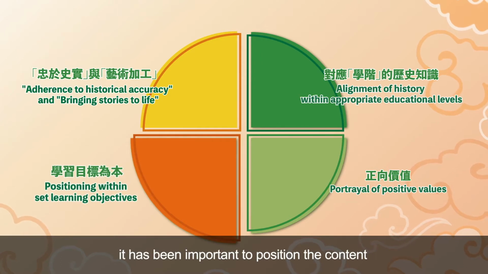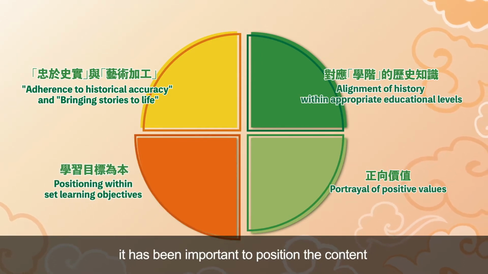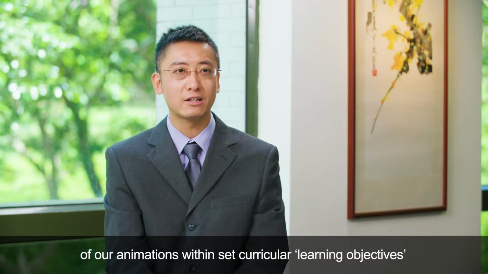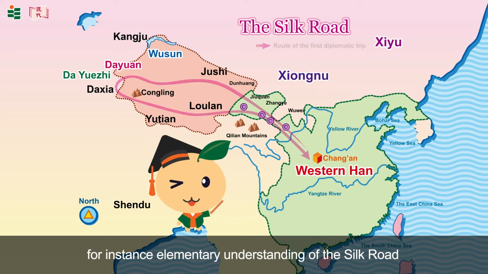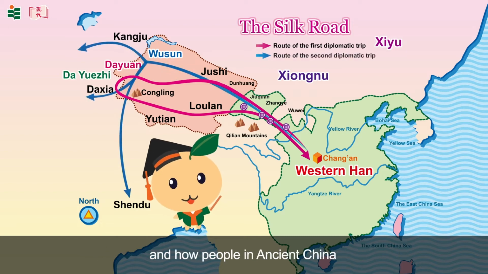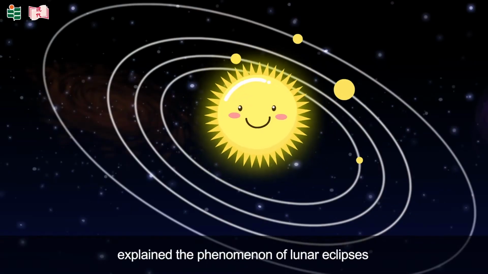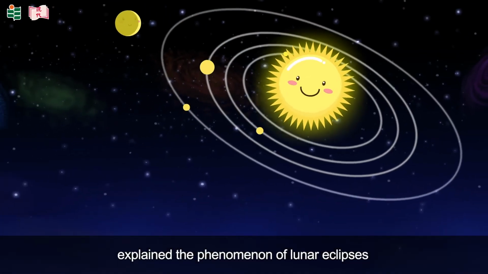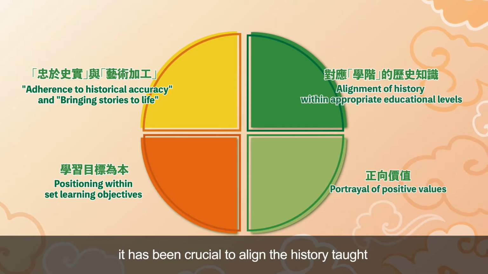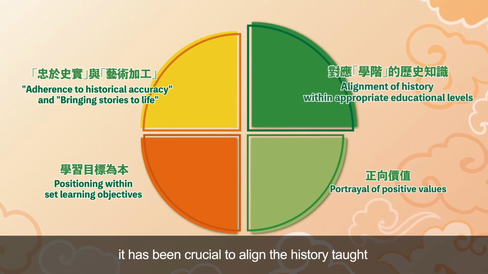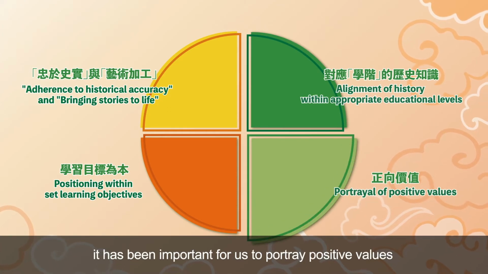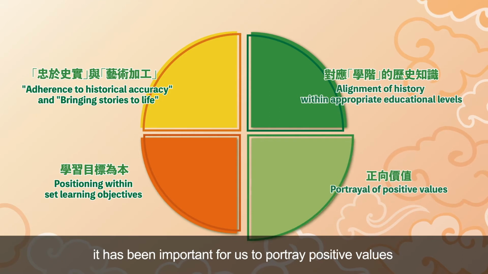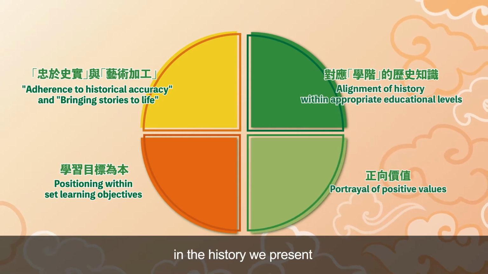Secondly, it has been important to position the content of our animations within set curricular learning objectives. For instance, elementary understanding of the Silk Road and how people in ancient China explain the phenomenon of lunar eclipses. Thirdly, it has been crucial to align the history taught with grade 4 to grade 9 levels. Finally, it has been important for us to portray positive values in the history we present.